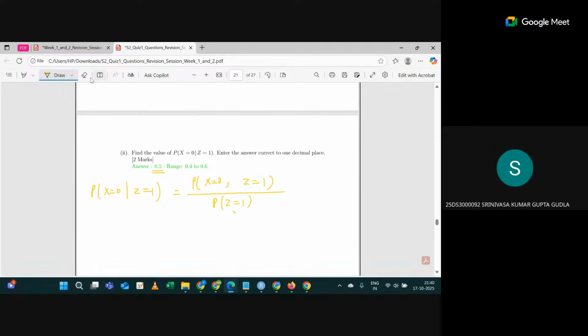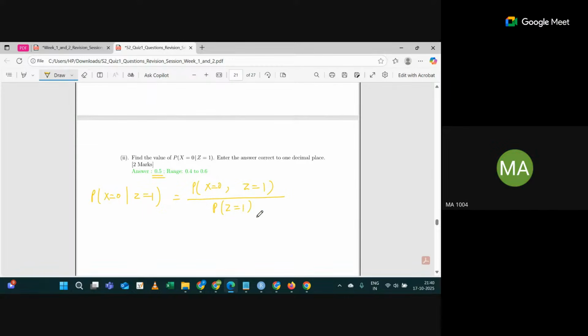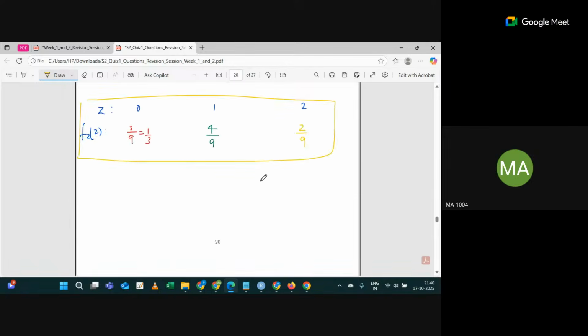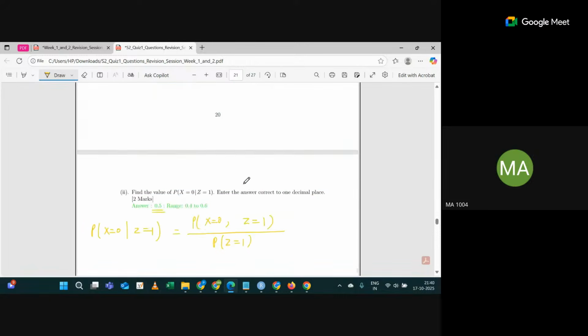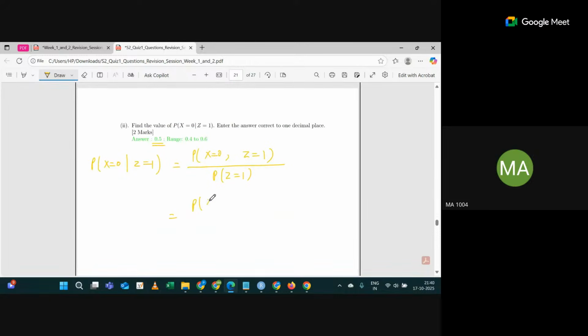Yes, sir. Now, in that case, it should be 1 by 2. The probability z equal to 1 is, sorry, not 1 by 3, it's 4 by 9. But what we have to think here is the numerator, probability x equal to 0 and z equal to 1. Z is what? Mod of x plus y equal to 1. Can I write that? Yes.